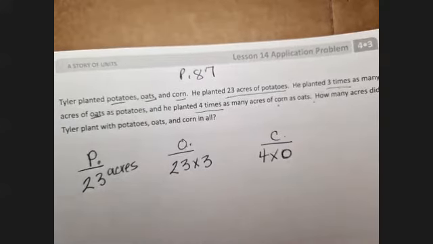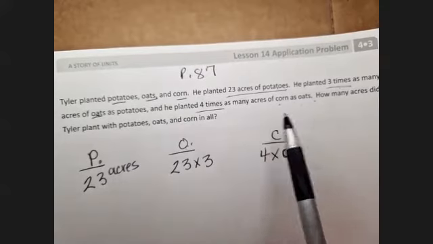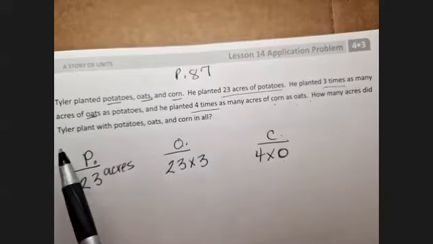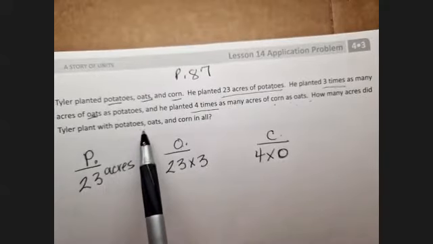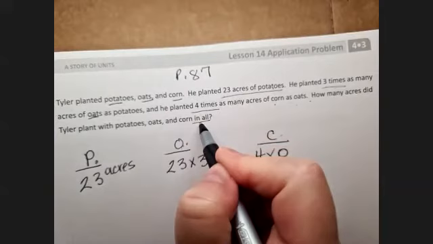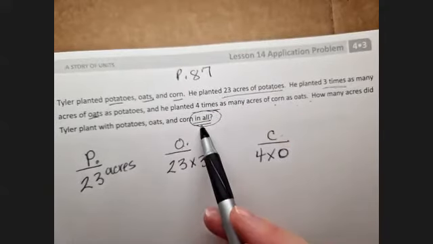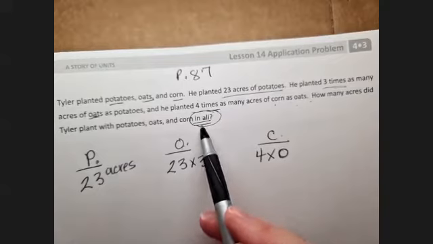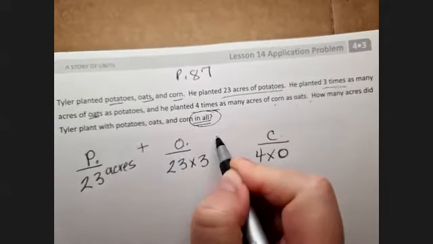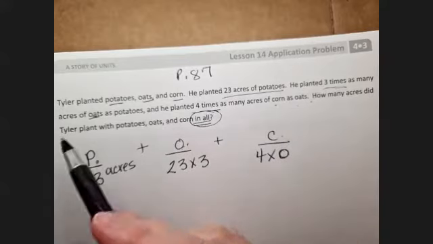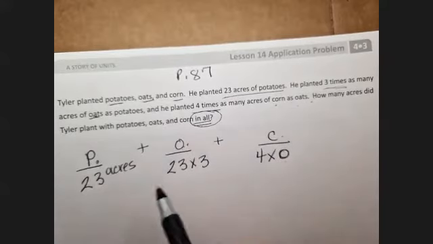All right, then I need to read my last part before I solve any of this to see what my final answer needs to be. How many acres did Tyler plant with potatoes, oats, and corn in all? When I see a word like in all, this kind of gives me the clue that the second step of my problem, or the final step, is probably addition. So I'm going to have to add the potatoes, the oats, and the corn when I'm all done. So in all means I'm including all these items, which means I'm adding it all together.